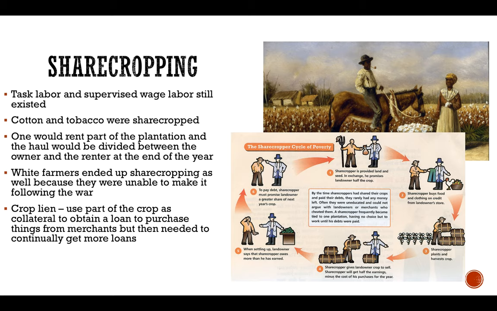So white farmers ended up sharecropping as well, and between all of the financially strapped people who participated in this program, most of them stayed within it because it was a cycle where they needed to keep making more because they owed more to the farm owner. Crop lien was also used, where part of the crop was collateral to obtain a loan to purchase things from merchants, like tools that they needed or seeds, but then they needed to continually get more loans. So it was not a particularly profitable cycle for anybody who was doing the work of it. The landowner certainly made out on these deals.